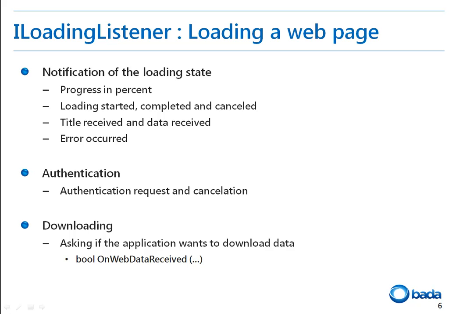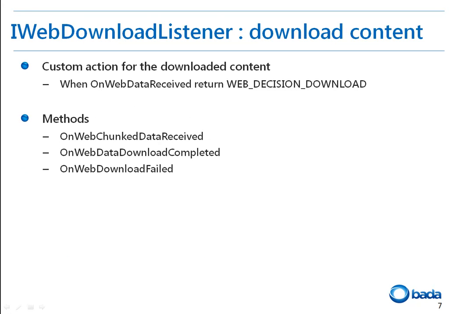When we download something, as soon as the first chunk of data is received, OnWebDataReceived of the ILoadingListener is fired with the MIME type. In the next slide, we'll see how to download the data. IWebDownloadListener is an interface used for downloading data to an application. An application can receive content from a network incrementally when it decides to download the content after checking the MIME. It's useful when the content is not supported by the framework itself and the application wants to handle it.